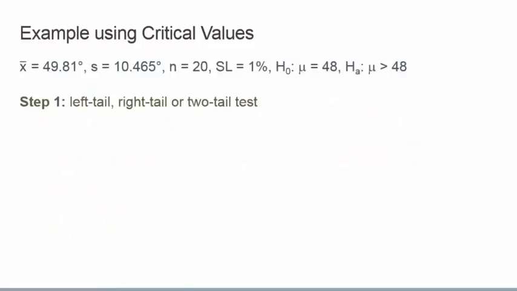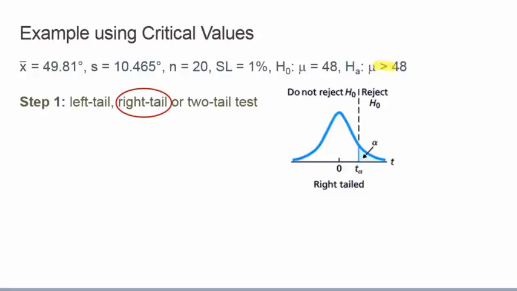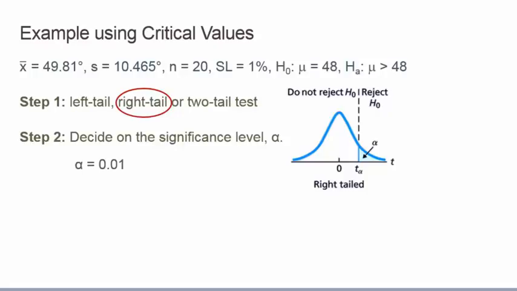Now that we've gathered that information, we're ready to decide, as a part of step 1, if we're dealing with a left-tailed, right-tailed, or two-tailed test. Looking to H sub A, we have greater than. Greater than always gives us a right-tailed test. So the rejection area is the area to the right of t sub alpha. Step 2, decide on the significance level alpha. Our significance level is 1%, so alpha equals 0.01.